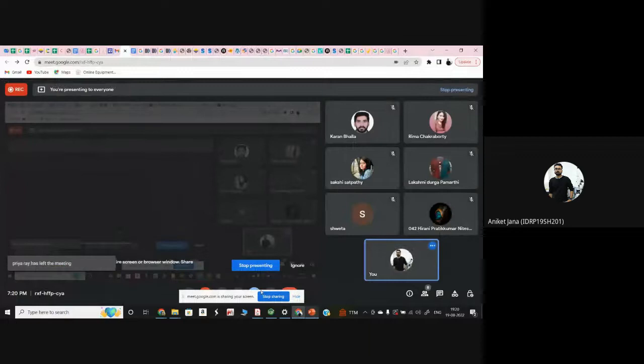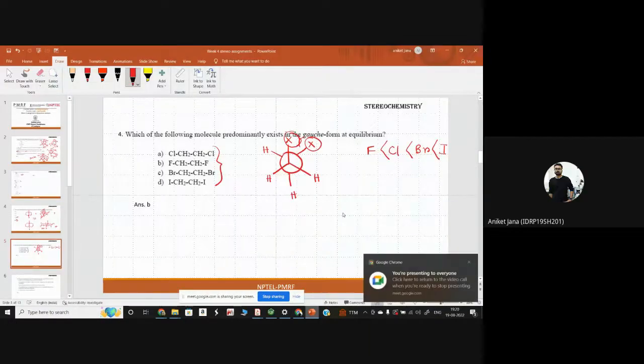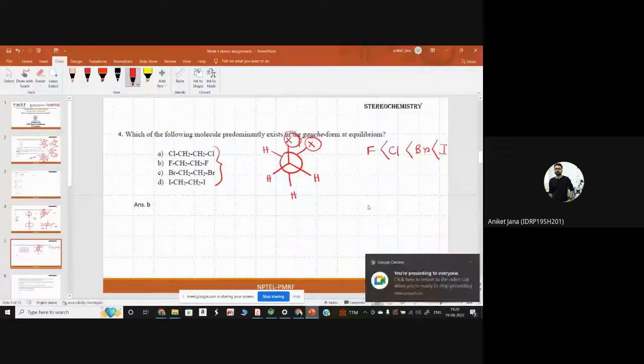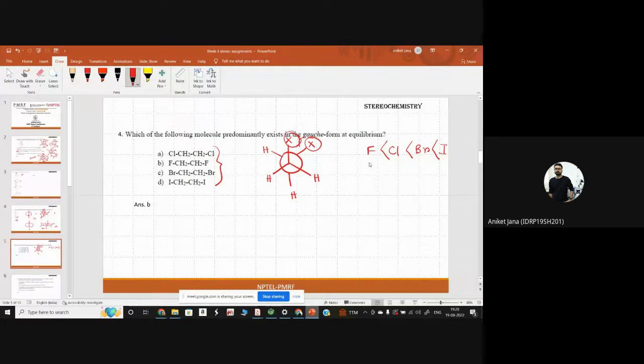Clear? Yes, sir. Okay. So from the structure, from the size sequence, can you predict what our answer hint can be? I have already given the hint of the answer. If we see, this is the smallest one and this is the largest one.